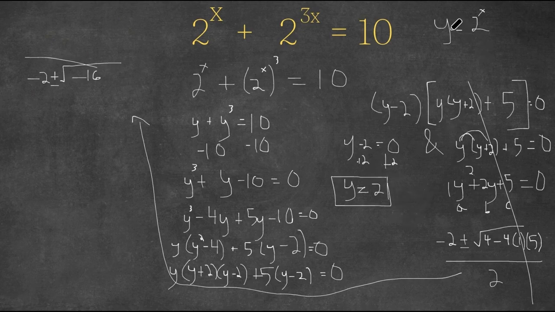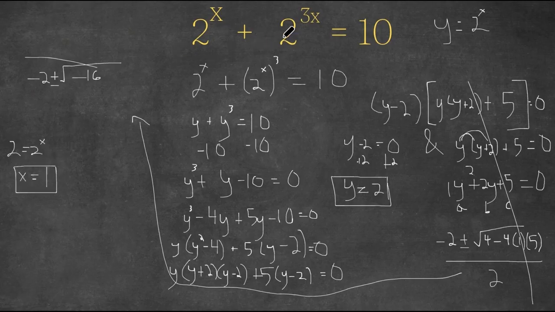Now, as you can see, y equals 2 to the power of x. Because we already know that y equals 2, we have 2 equals 2 to the power of x. And 2 to the power of what equals 2? 1, because anything to the power of 1 equals itself, meaning x equals 1.